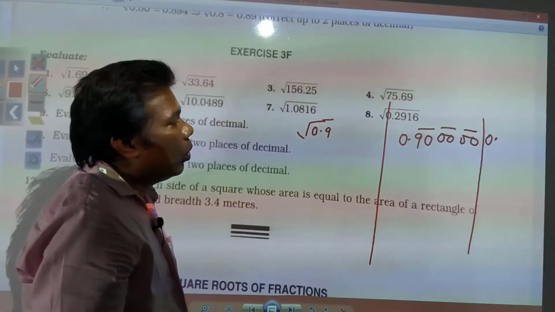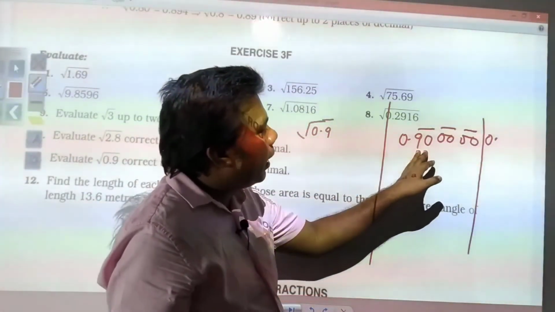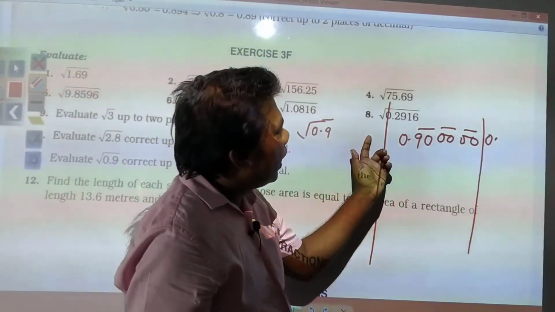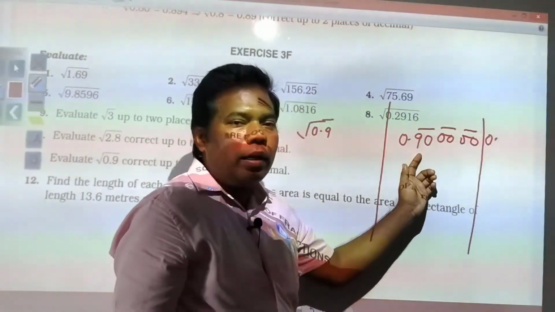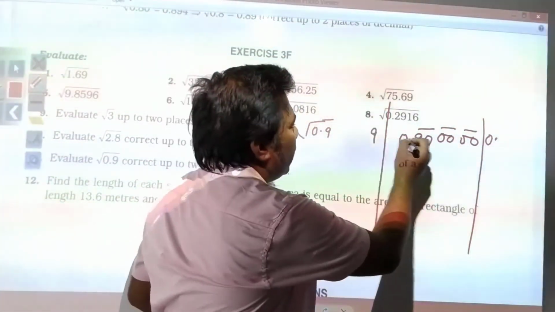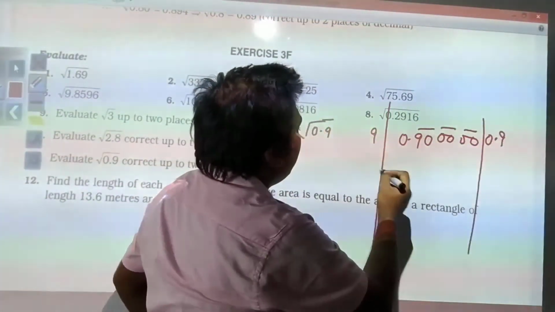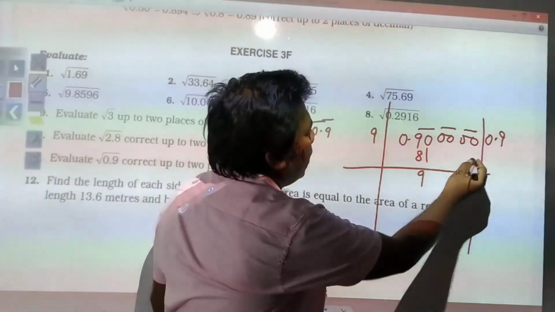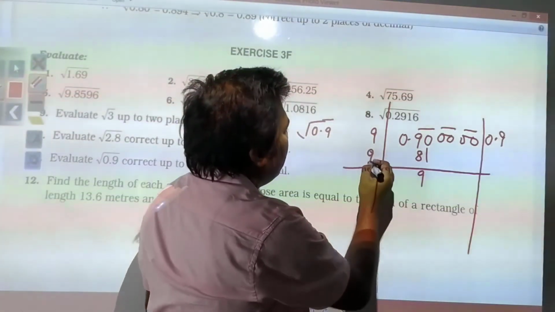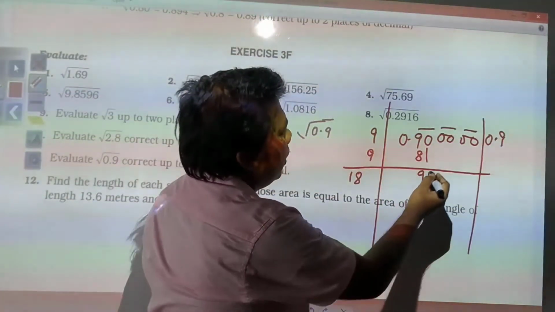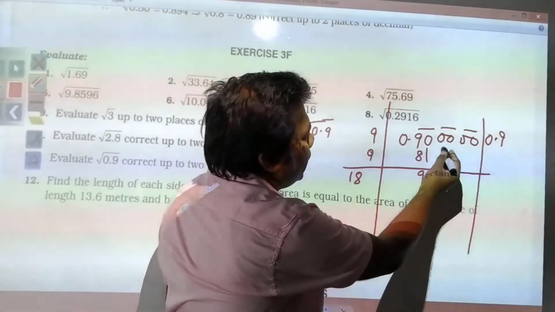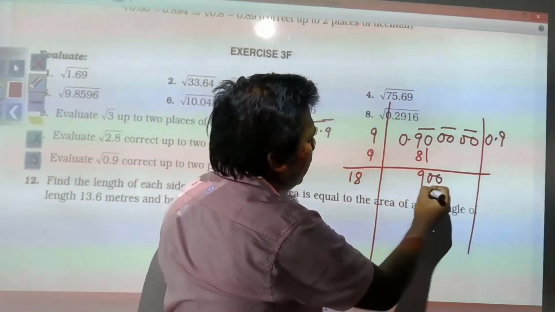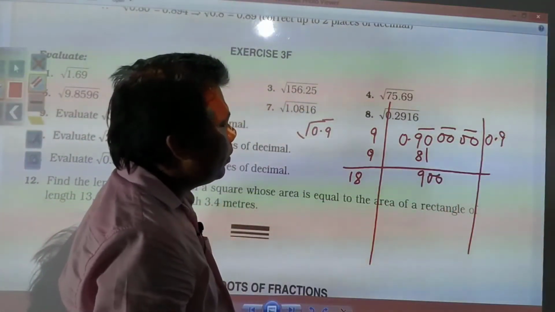90. So 90 if you have, it will be 9 9s are 81. So 9 times we will take, 9 9s are 81. This will be 9. Here you will have 18. Then next digit you have 0 0. Now we need to see how many times it will go.